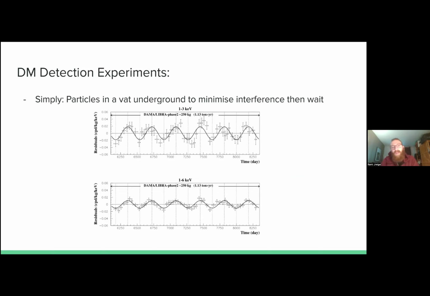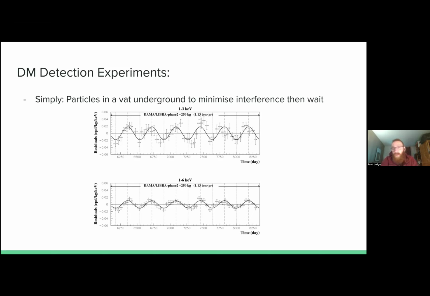And very simply, detection experiments are particles placed in a vat, put underground to minimize interference, and then we wait. And these are the results from DAMA/LIBRA phase 2. The residuals are the detections per kilogram per keV, and the time is per day. Phase 1 was the first 10 years, and these are the second, I think, 3-4 years here in the first phase of it. And you can see it's sinusoidal, of course, because assuming the standard halo model, as the Earth goes around the sun, sometimes it's heading into the dark matter wind, sometimes heading away from it.